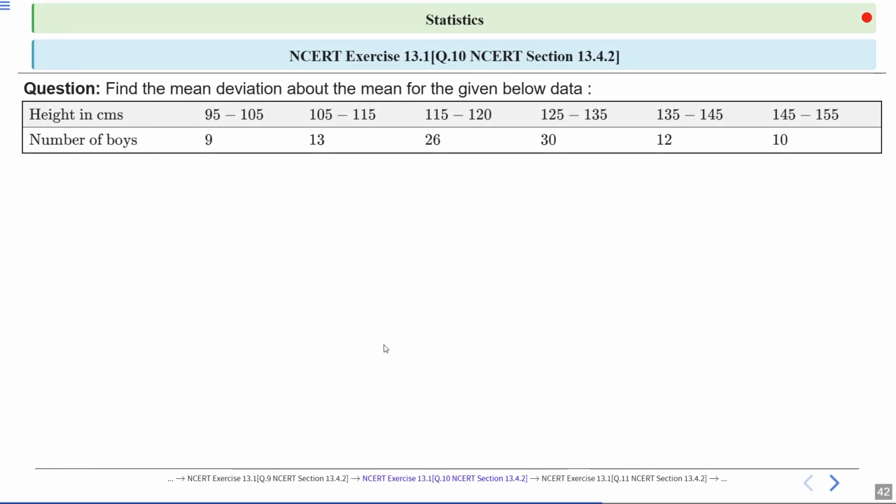Look at question number 10. So in this question, we have to find the mean deviation about the mean for the given data. Okay, so the table shows two rows. The first row lists height in centimeters, and the second row shows the number of boys in each class of height in centimeters. Okay, so first of all, try it yourself and then see the solution.